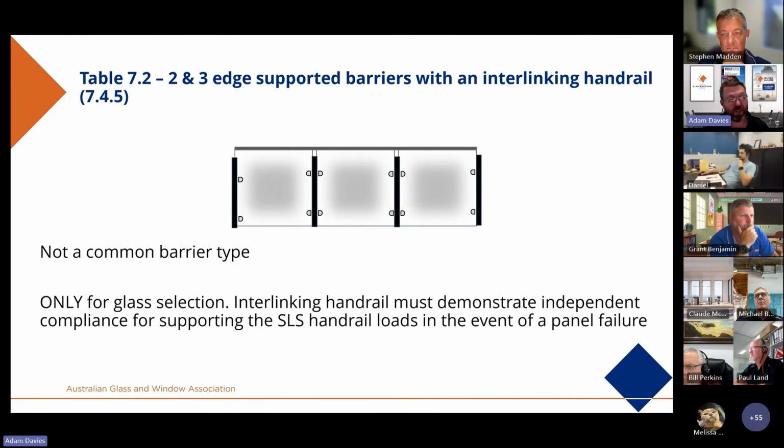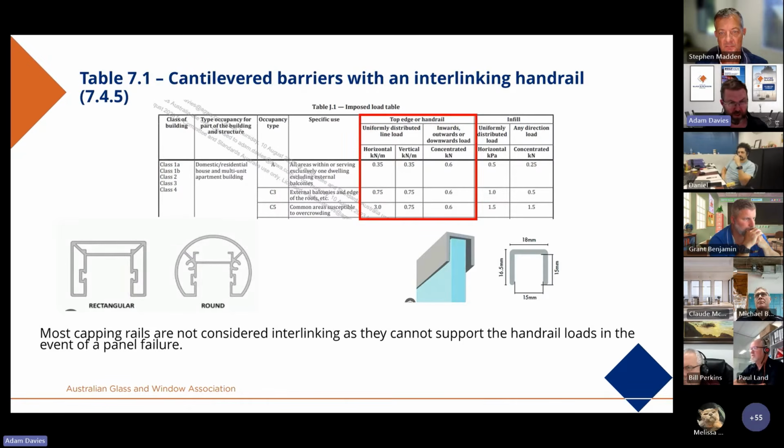Now, again, the guidance given within the tables is only for glass selection, and you still must independently demonstrate compliance that the handrail, in the event that there is a panel failure, and that includes an end panel, that the remaining handrail can support the loads. So let's talk specifically about that. So if we have a look here, as the standard is written, the handrail, in the event of a panel failure, like I mentioned, either a mid-span panel or an end-span panel must survive these loads that are nominated here.